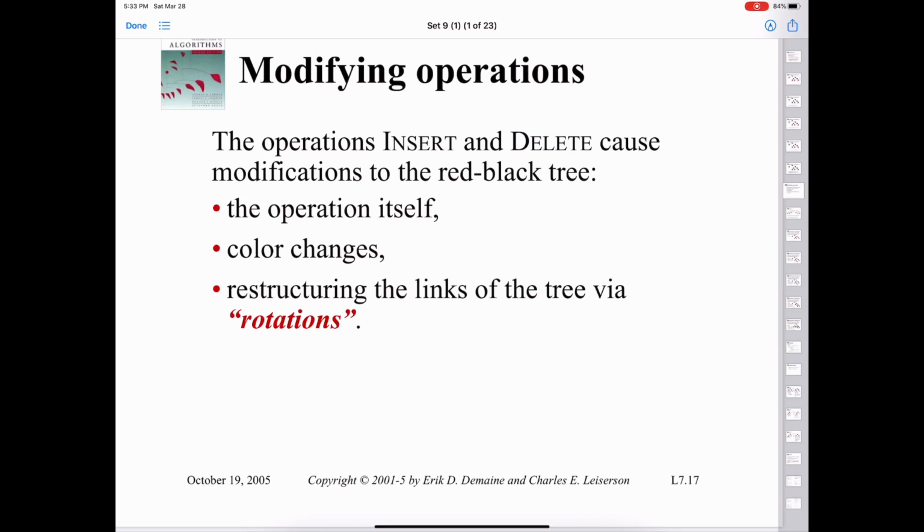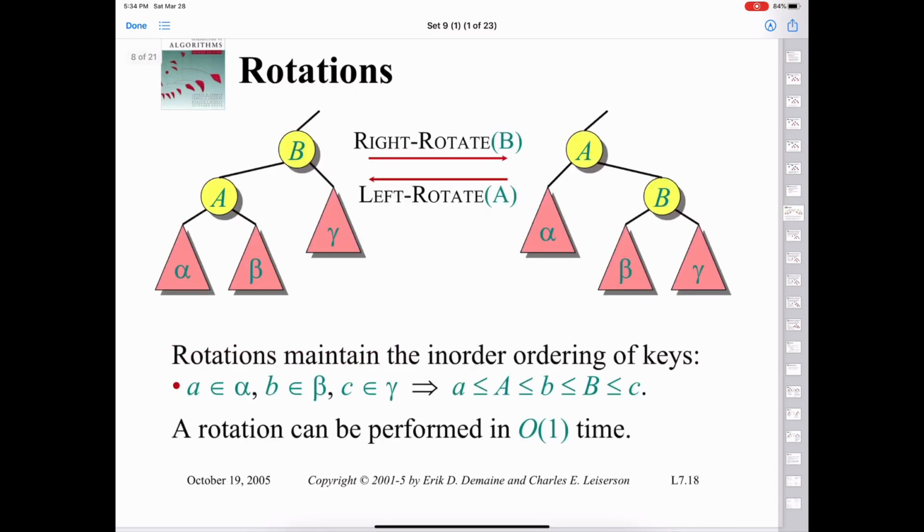So what we have to do is restore the structure of the red-black tree via rotations. So rotation is the main property that we are going to use to make sure that the red-black tree remains balanced and all the properties of the red-black tree hold true. So let's try to understand this idea of rotation. Now let's look at this figure.